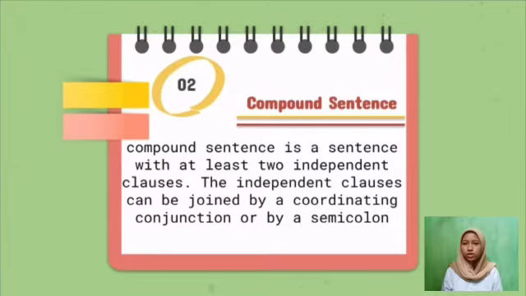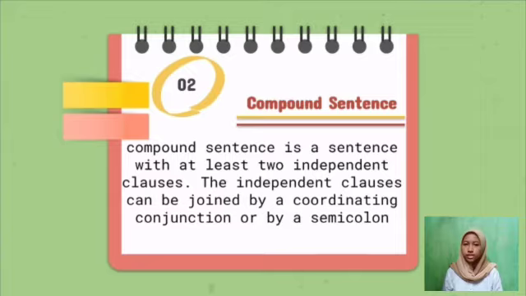I'm going to explain about the second type of sentence, the compound sentence. So, what is a compound sentence? A compound sentence is a sentence with at least two independent clauses. Or we could say a compound sentence has two simple sentences. The independent clauses can be joined by a coordinating conjunction or by a semicolon.